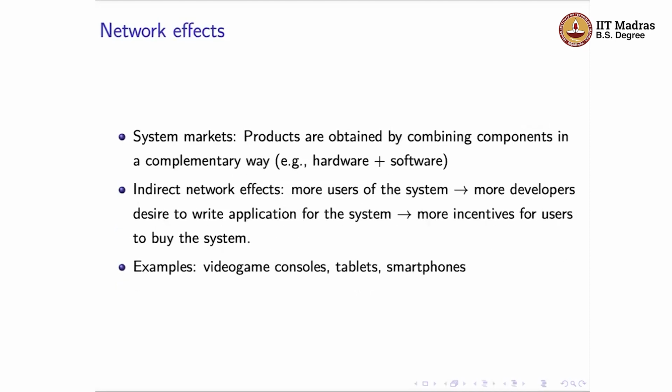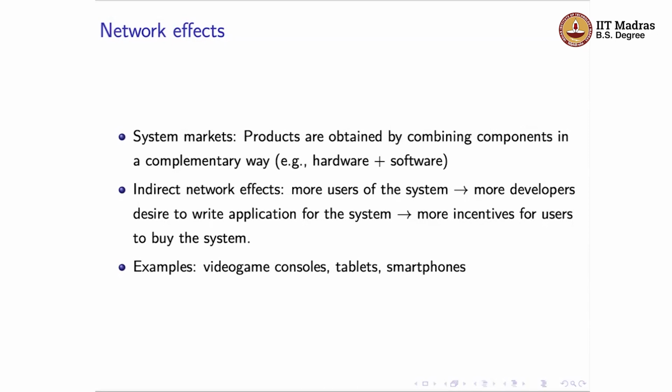The second type of place where network effects are to be seen is what are known as system markets, right? So again, think about the operating system example. There you have products which are obtained by combining components in a complementary way, right? You have the Mac OS software system, but that is built around the Mac hardware system as well, right? So the MacBook Airs, the iPhones, the iPads that you see. Whereas the Windows OS system is built around a different set of hardware, right?